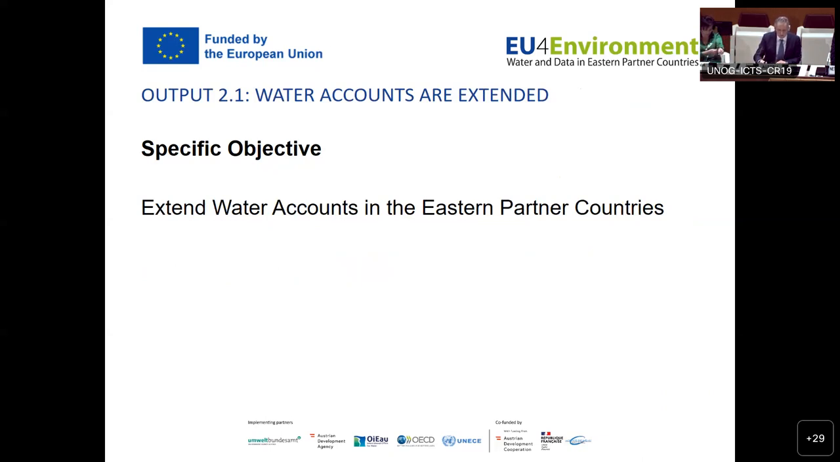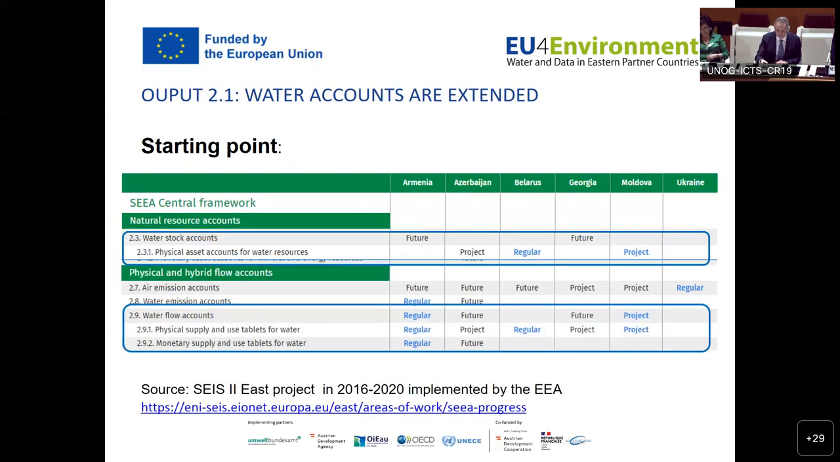There are in total 13 outputs. One output is looking at water accounts, and the name of the output is "Extend water accounts in Eastern partner countries." What was the starting point?